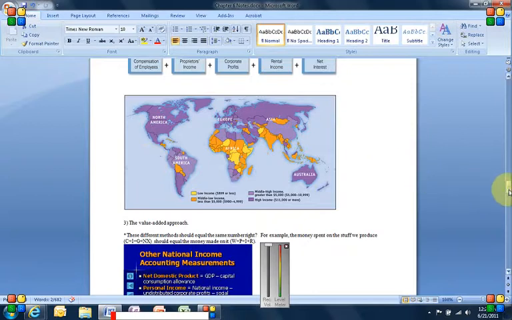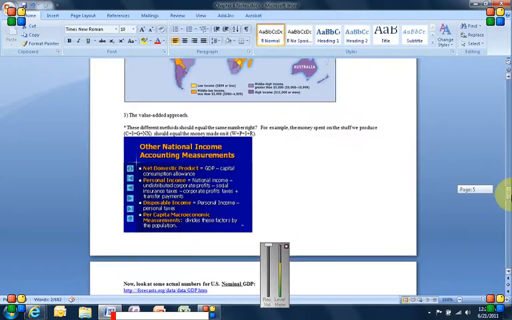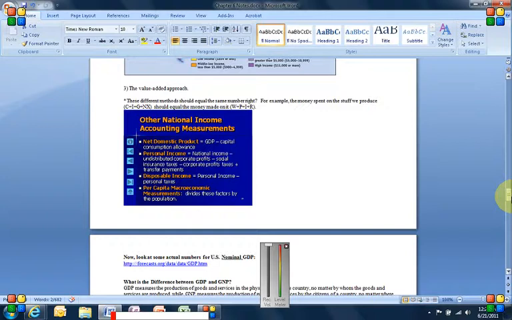Another way to calculate GDP is using the value-added approach. You don't need to know how to do that. Only the 2 other approaches are situations where you're going to have to use the formulas, memorize the formulas, and know how to use them properly. But you do need to know the name of a 3rd approach, the value-added approach.